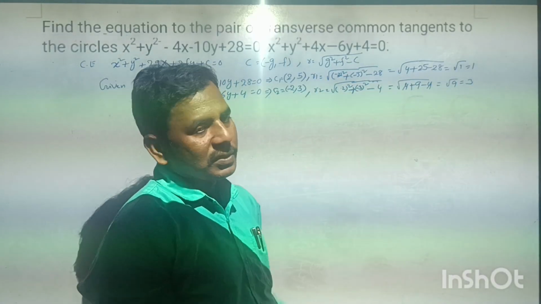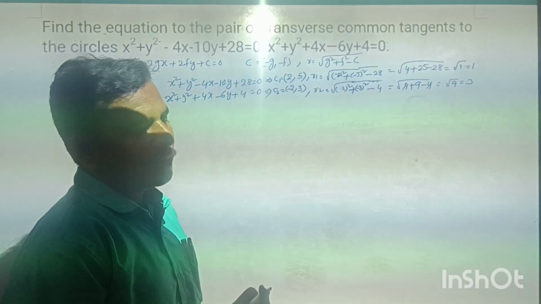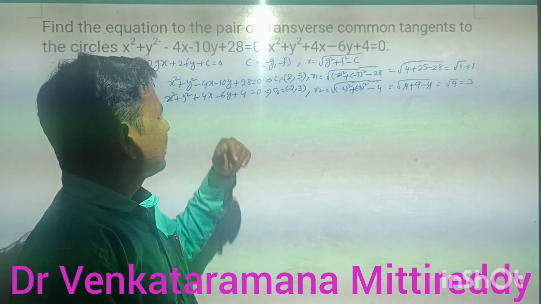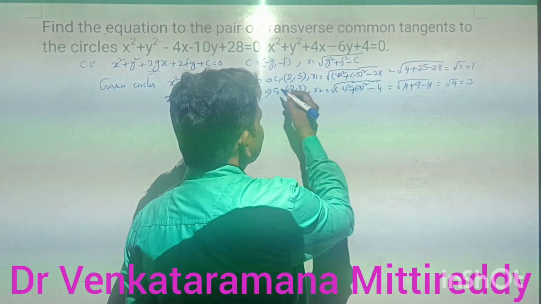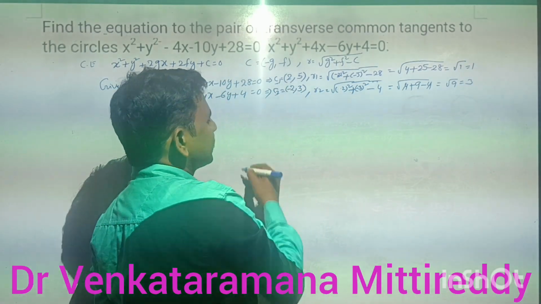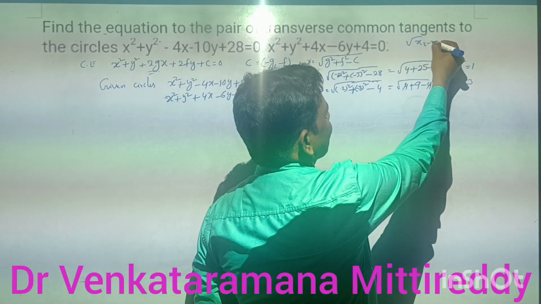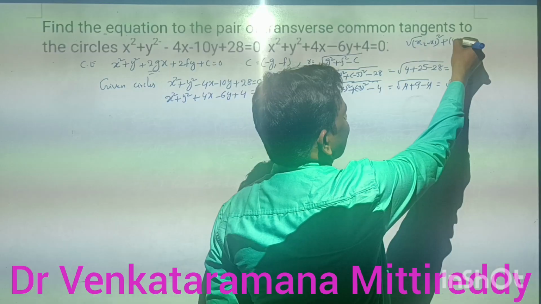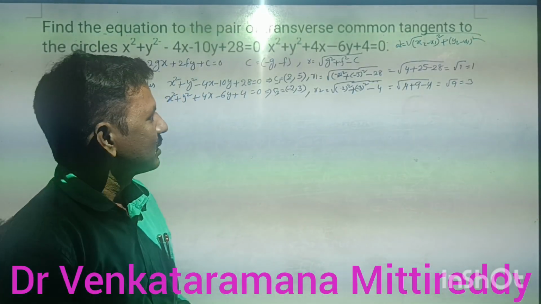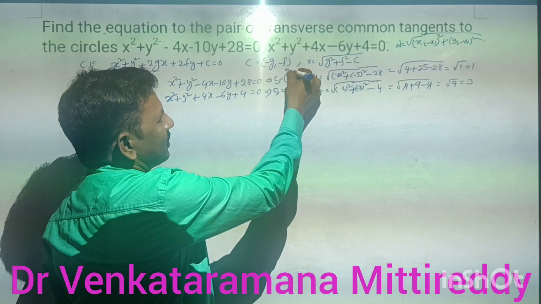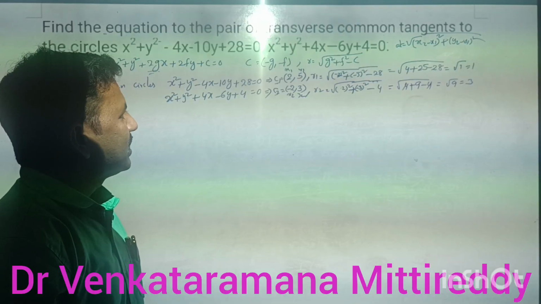This is R1 and R2. Now check the nature of the circles. First, find the distance between the centers, the distance of circle 1 and circle 2. We know the distance is root of (x2 minus x1) whole square plus (y2 minus y1) whole square. This is the distance between the two centers, with points x1, y1 and x2, y2.